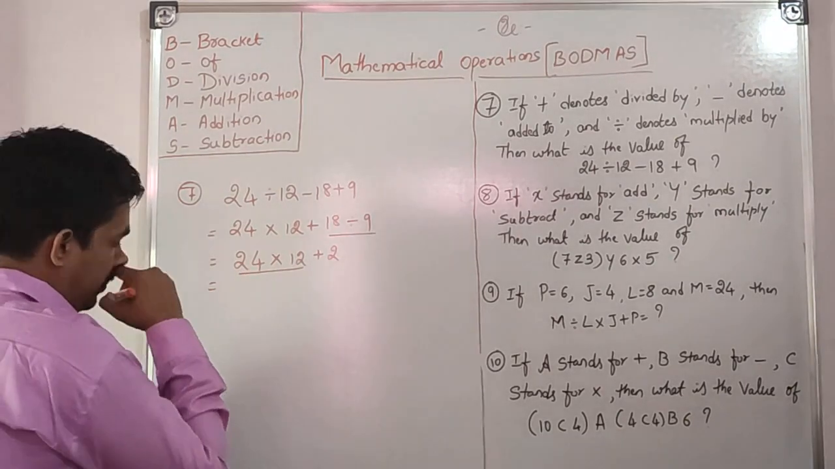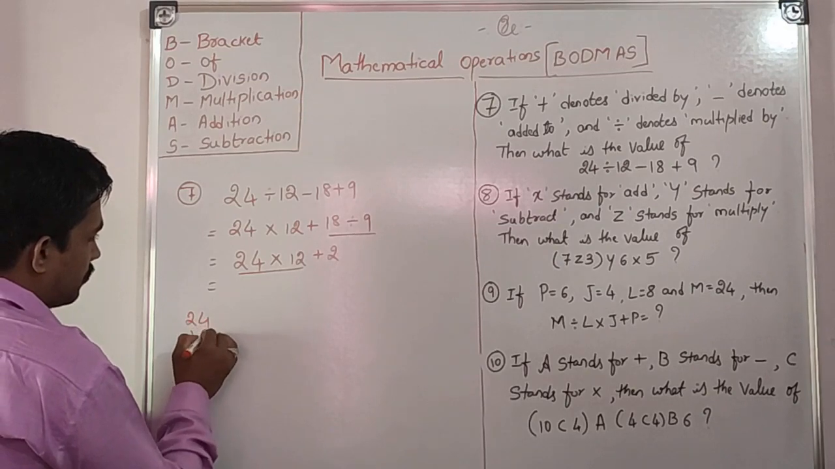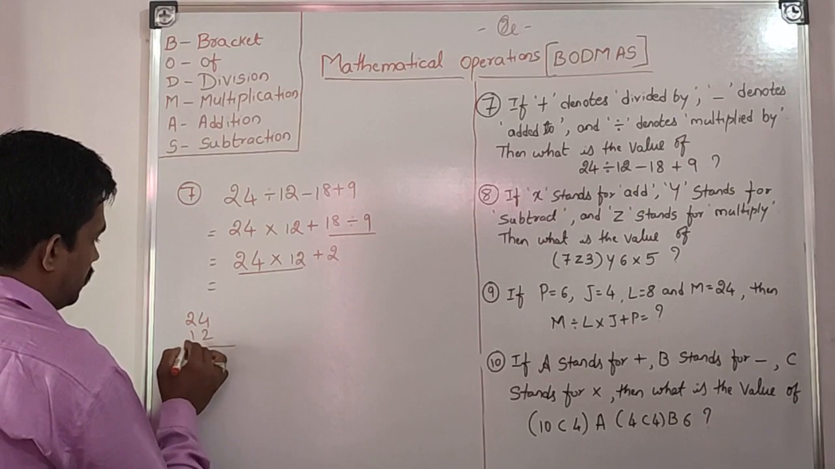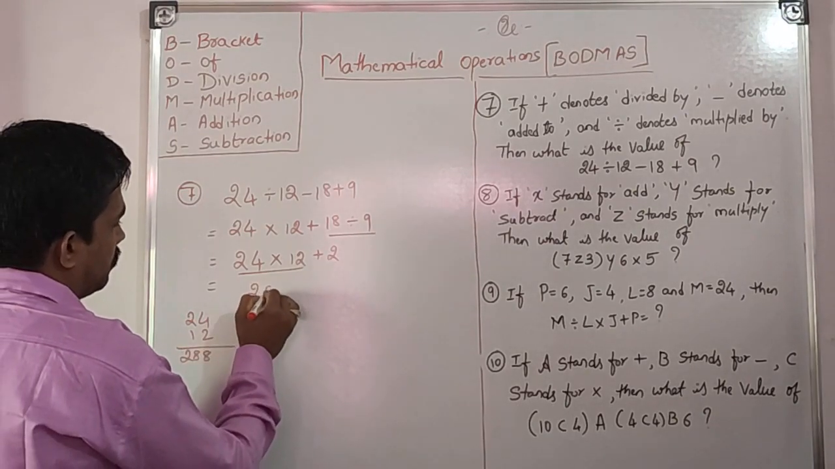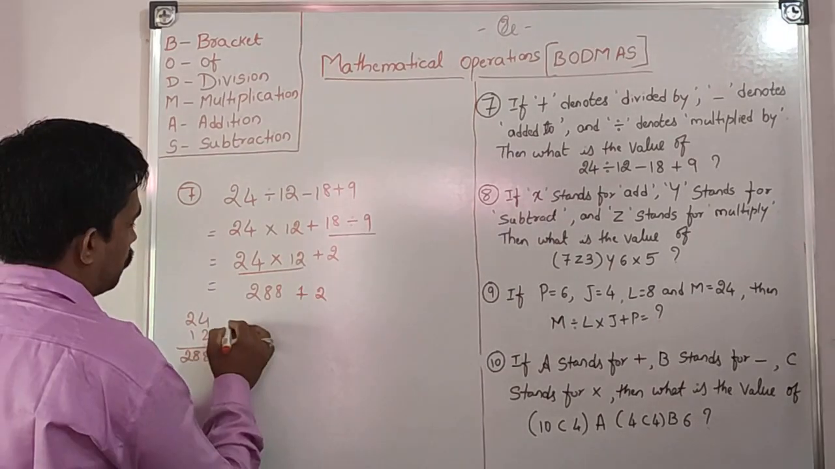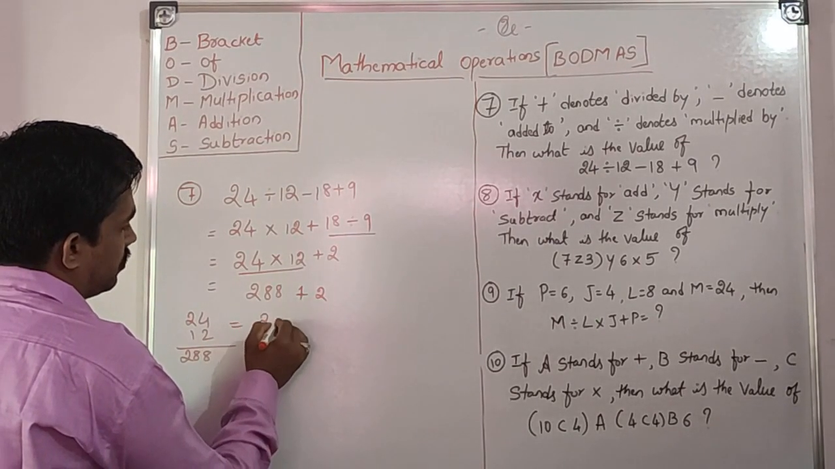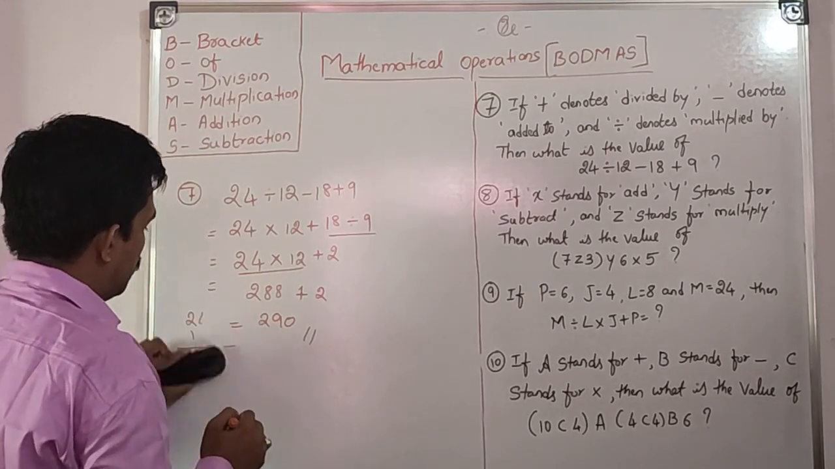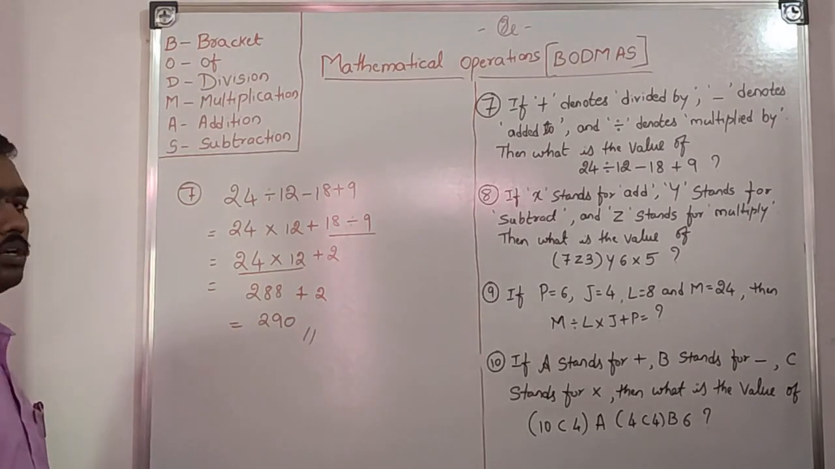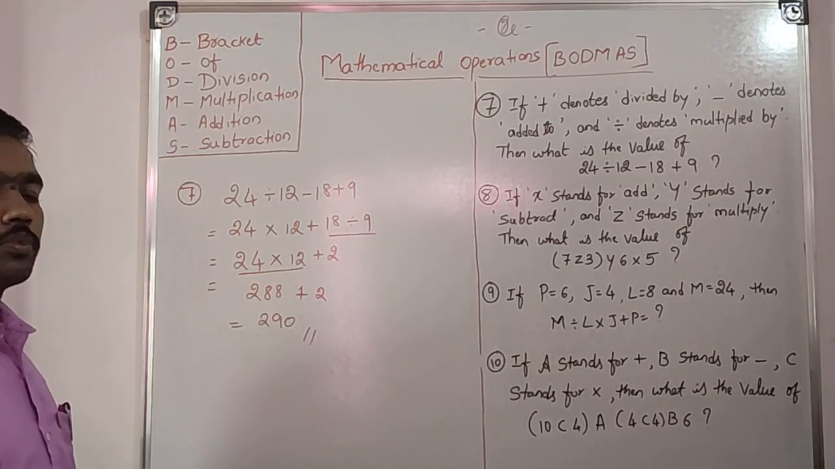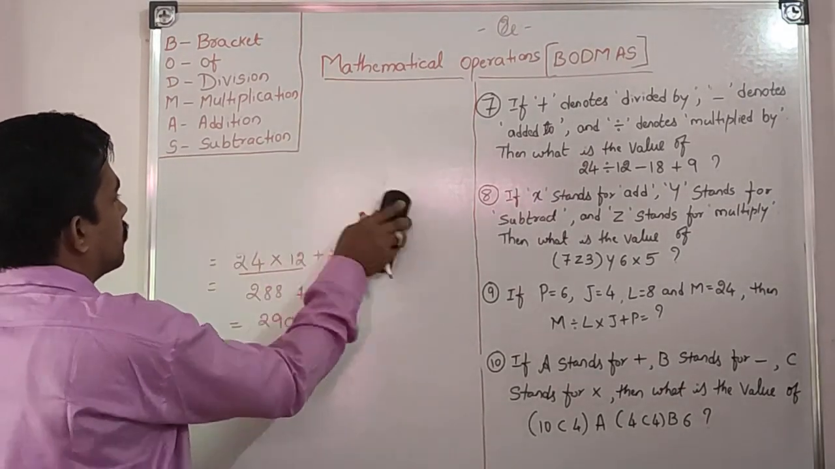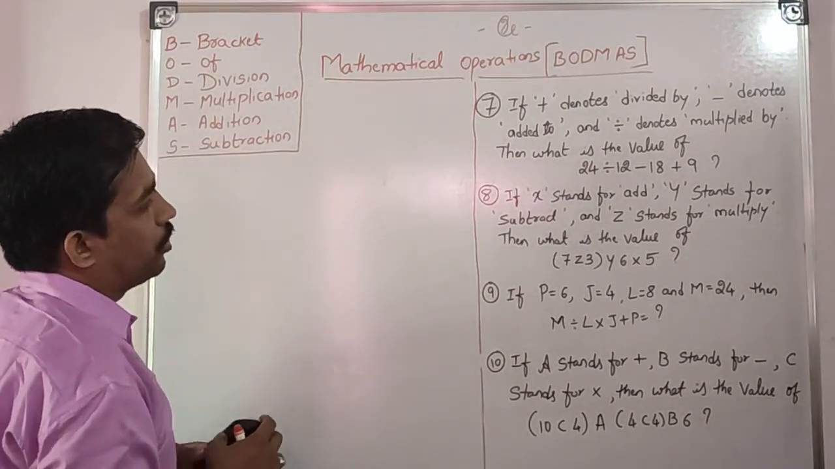24 12s are 288 plus 2. So your answer is 290. Your answer is 290 for the seventh question. And then moving to the eighth question.